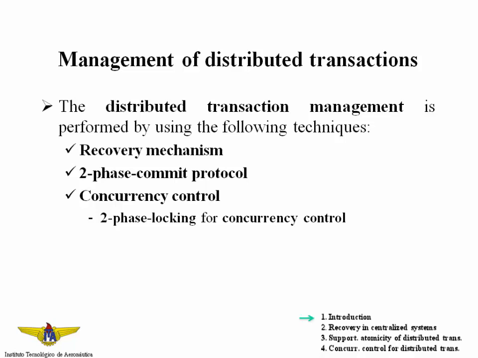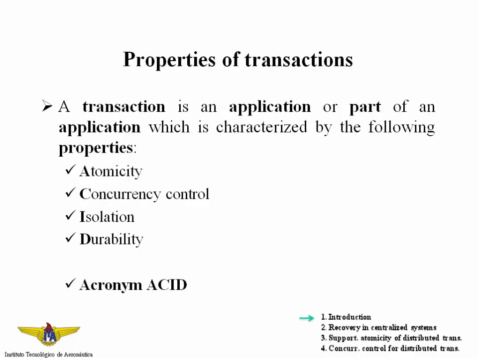Okay. Having defined all those things, you can now start describing the properties that transactions or distributed transactions must meet. A transaction is an application or part of an application characterized by the following properties: atomicity, concurrency control, isolation, and durability. You can see these four properties as a set by the acronym ACID.